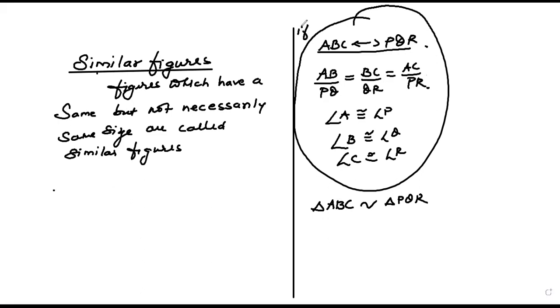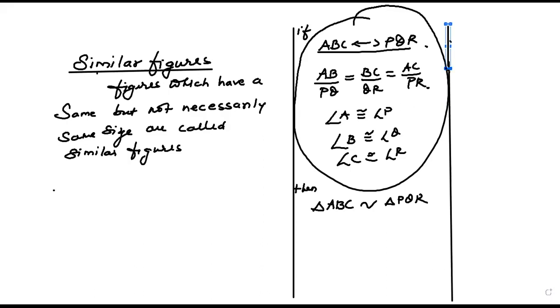So remember, children, if in a particular one-to-one correspondence between the vertices of two triangles, the ratio of the corresponding sides are equal and the corresponding angles are congruent, then the two triangles are said to be similar. This is called the definition of similar triangles. This is the definition of similar triangles, okay?